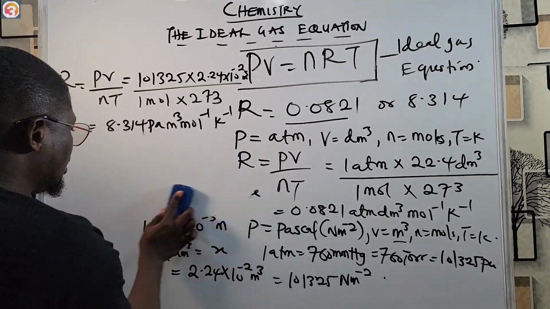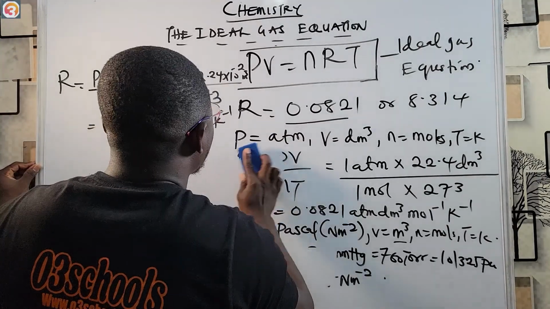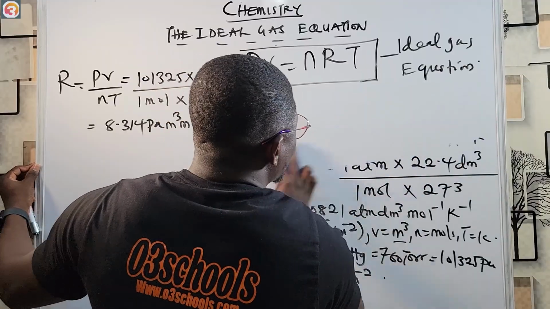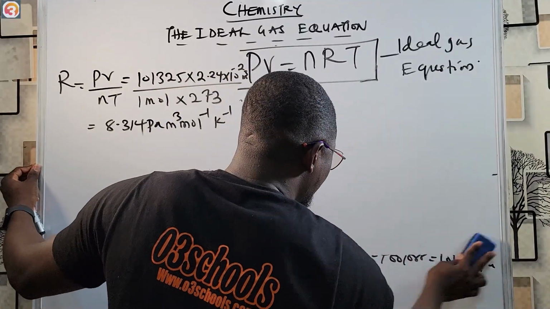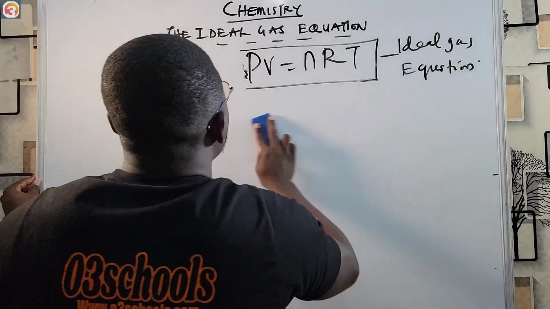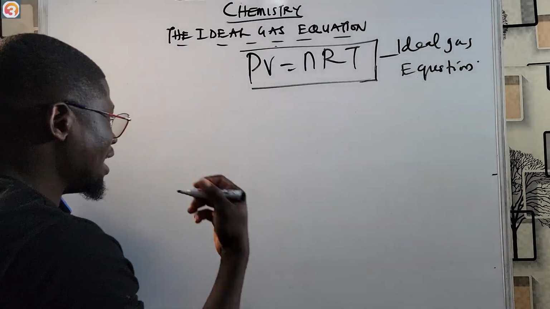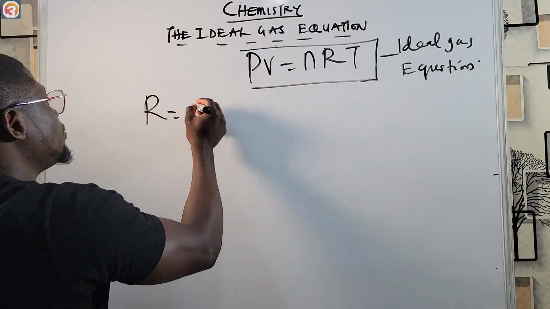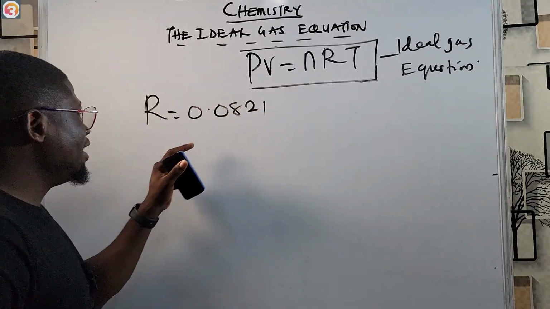Let me clean all this out. I'm taking all this out so that I'll write out the units for you to see before we proceed. Let's take the units. All right, so the unit is for R. R is 0.0821.